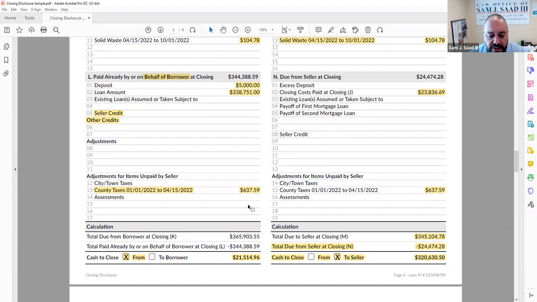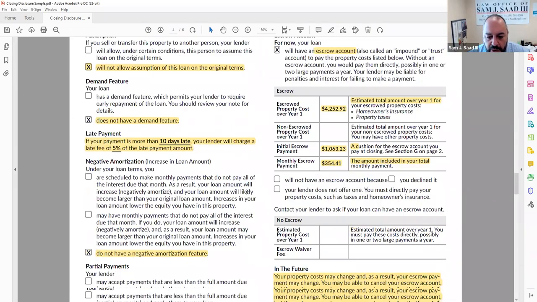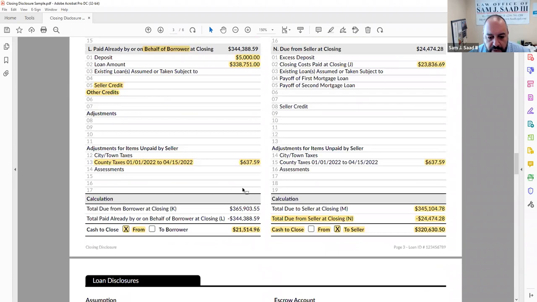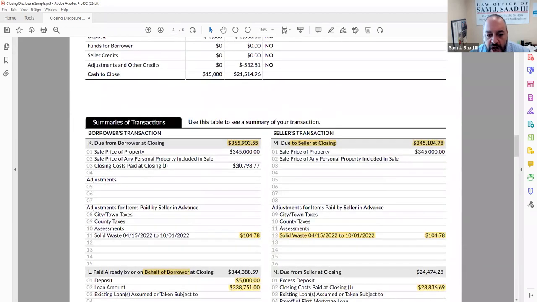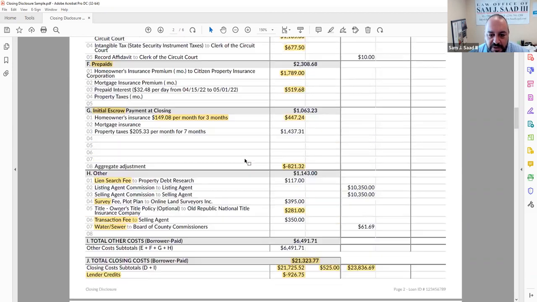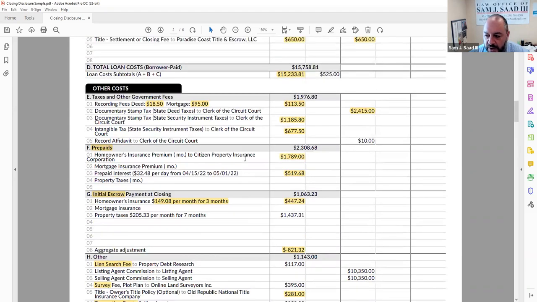In my case, here with getting a loan, I'm paying closing costs of $20,798.77 on a $345,000 purchase. Without doing the math, I can tell you that's less than 1%. I'm sorry, that was wrong. Let me correct myself before I answer the next question.